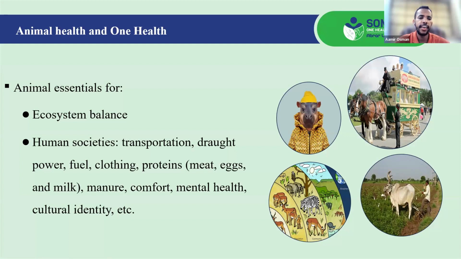First, they are essential to our ecosystem balance, the environment that we live in, and animals interact with our daily lives, both at home and away from home. They are used for our transportation, draught power, fuel, clothing, and as a protein source when it comes to food. And for animal byproducts, we use manure as a fertilizer, and they are also a comfort for mental health and cultural identity for different people around the world.